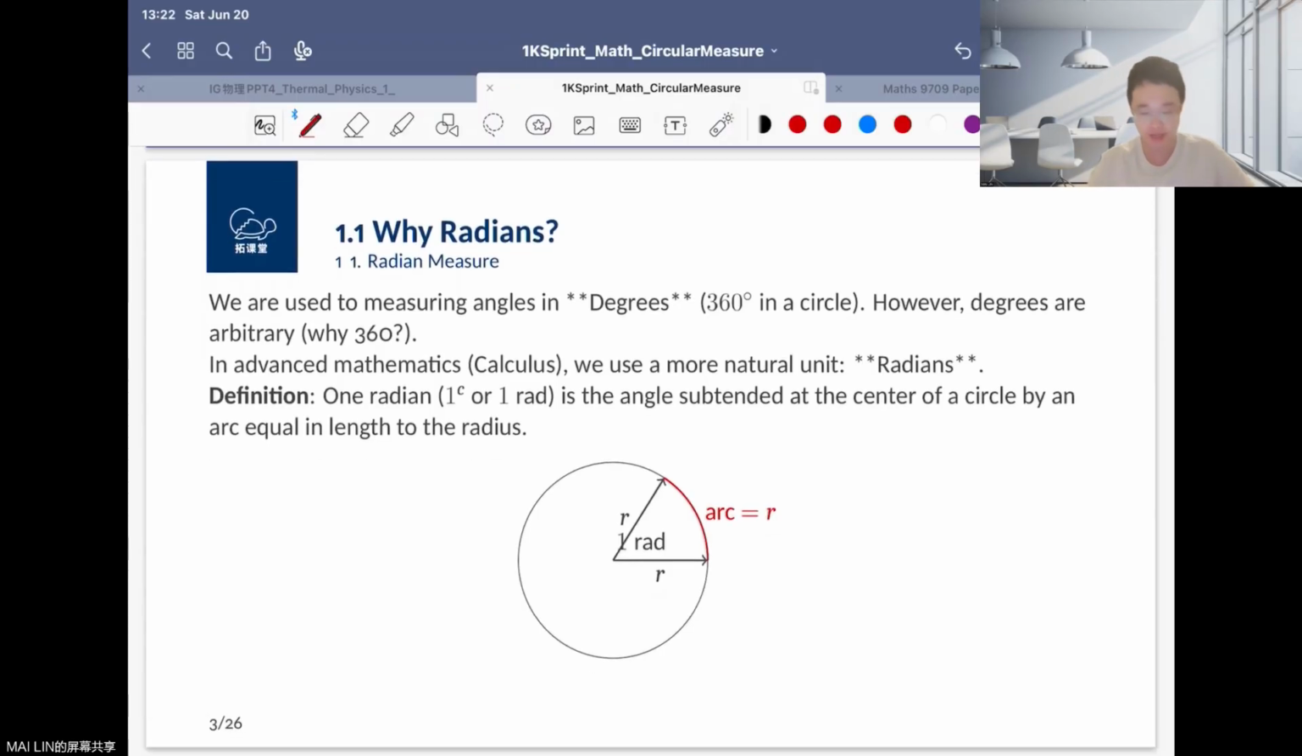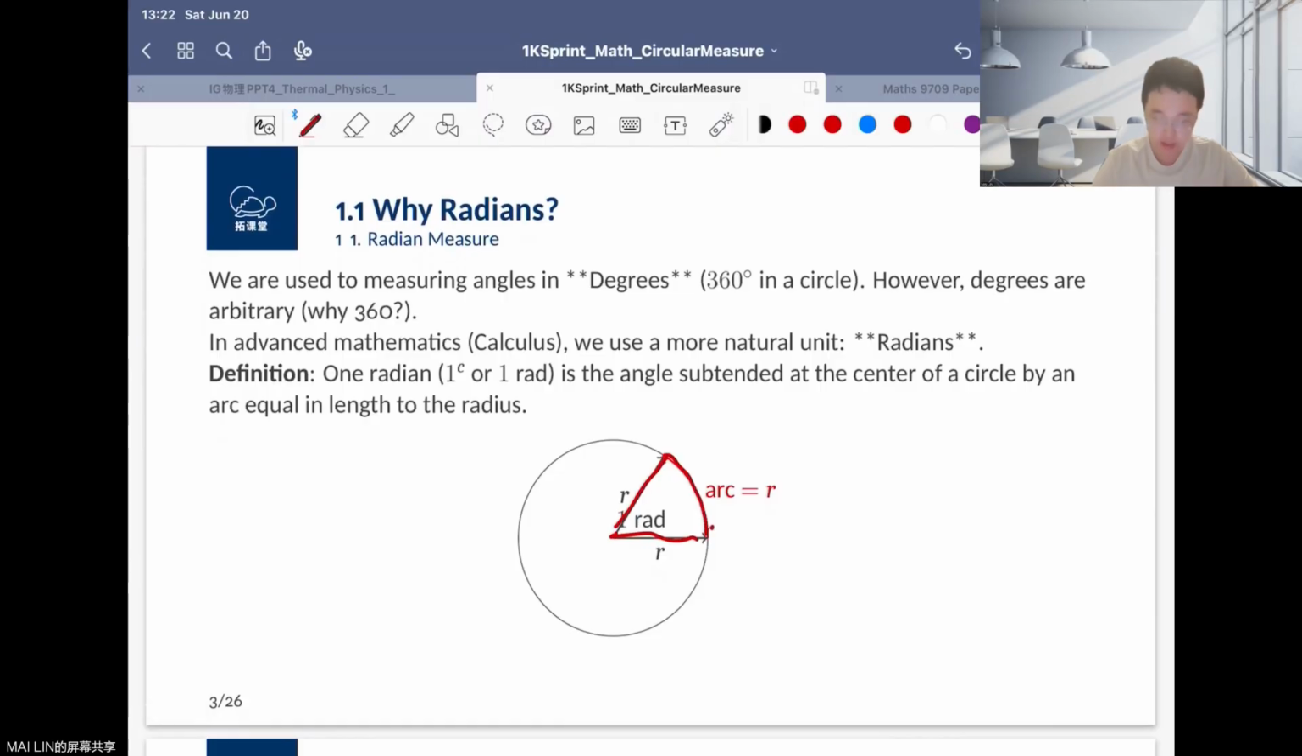Here you can find a part of the circle, and here is an arc length, right? And here is an angle, we can call it theta. So we can say right here in the red, when the radius equals the arc length, that is theta equals 1 rad, okay? That's the basic definition.